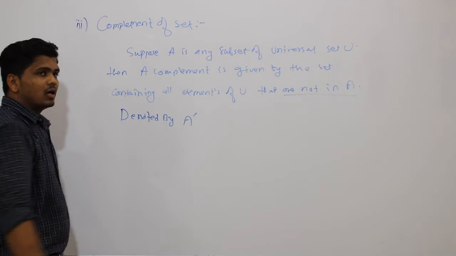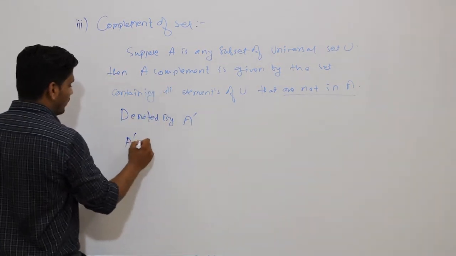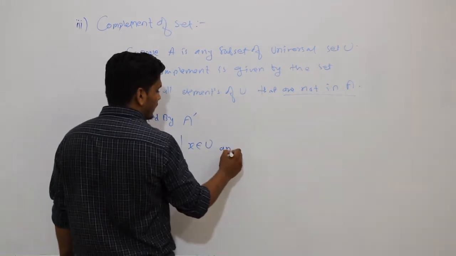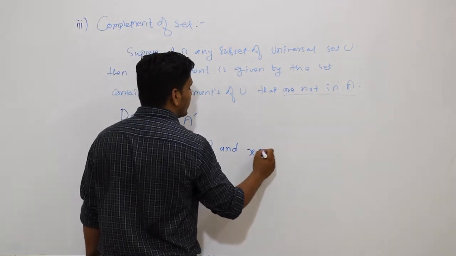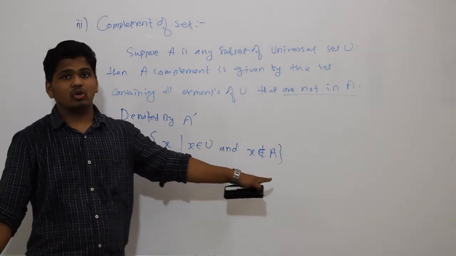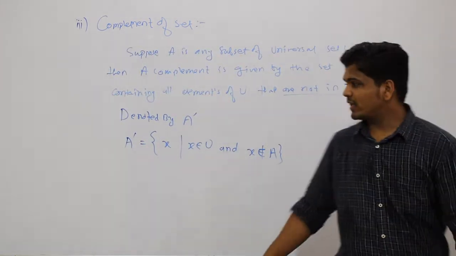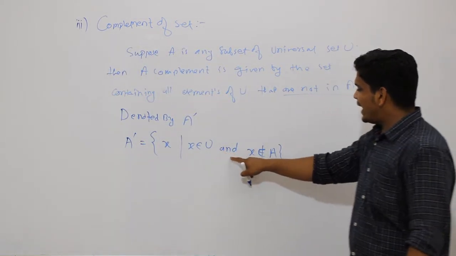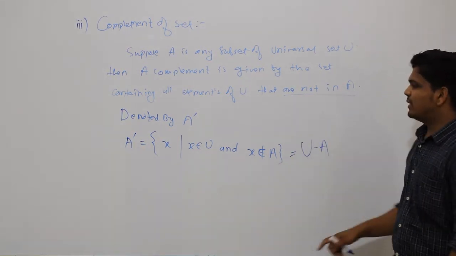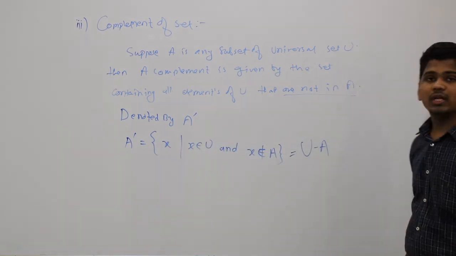Okay, this is the symbol of A complement. इसको कैसे हम रीड करते हैं? A complement. Now what will it be? A complement will be all those elements that are from U, but X must not be in A. Means you will take all elements of U and X must not be in A. This definition says: X belongs to U and X does not belong to A. This is nothing but U minus A. Means my A complement will be U minus A, all elements of U that are not in A.